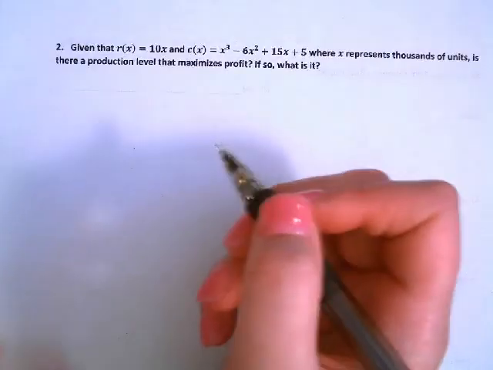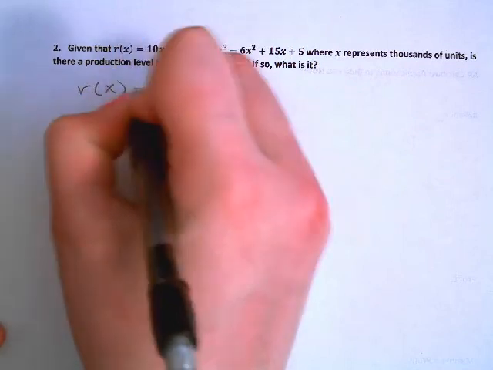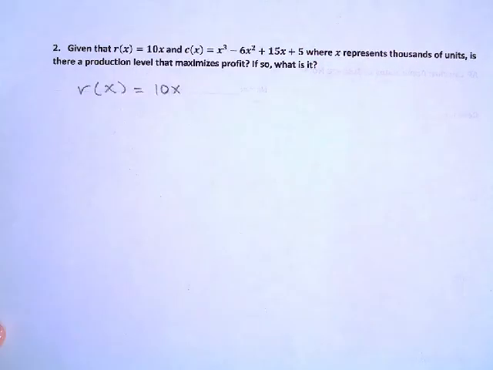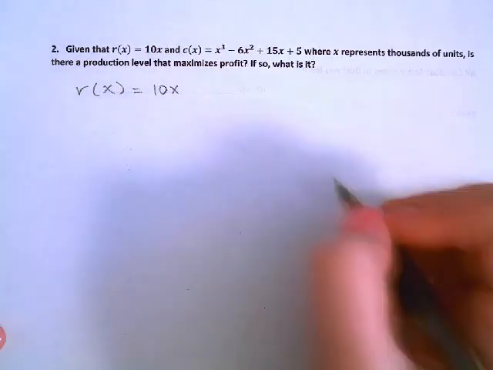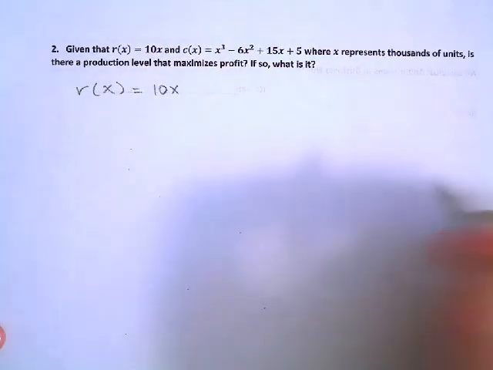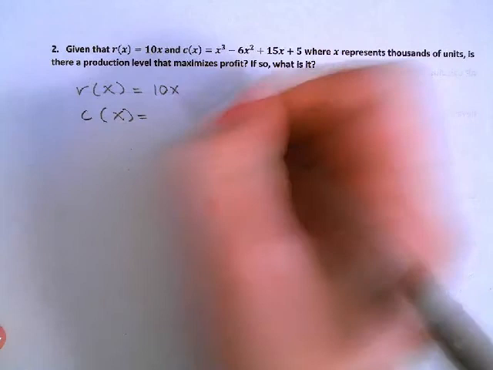On the other side. Similar question, phrased a little bit differently. Given that the revenue is 10x and the cost is x to the third minus 6x squared plus 15x plus 5, where x represents thousands of units. So if x equals 1, that's 1,000. If x equals 2, that's 2,000, etc. Is there a production level that maximizes profit? If so, what is it?